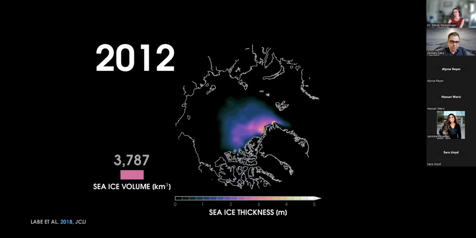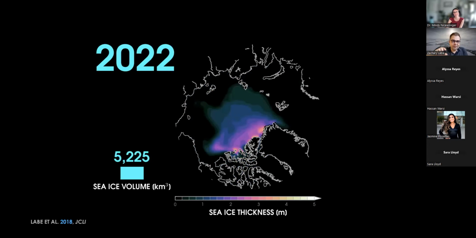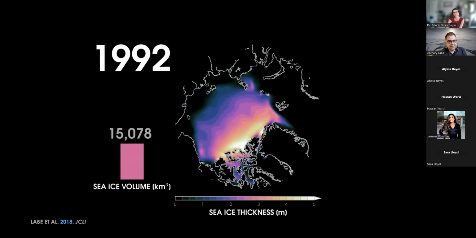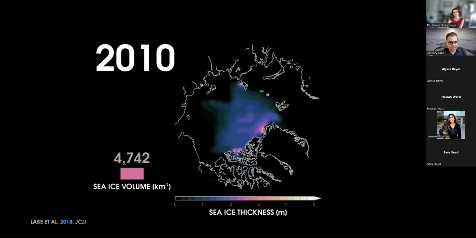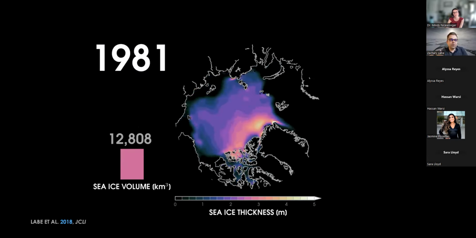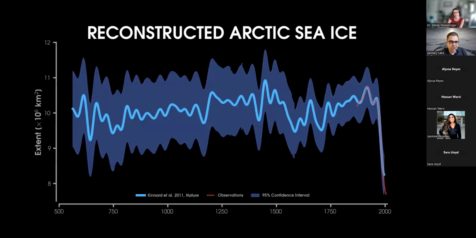Now, one other thing you might notice is that it's not a continuously declining trend. It goes up and down a little bit per year. Again, this gets at the idea of why climate scientists look at long-term trends. There's year-to-year variability because of changes in the weather, but the overall long-term trend is downward, and that is really climate change.